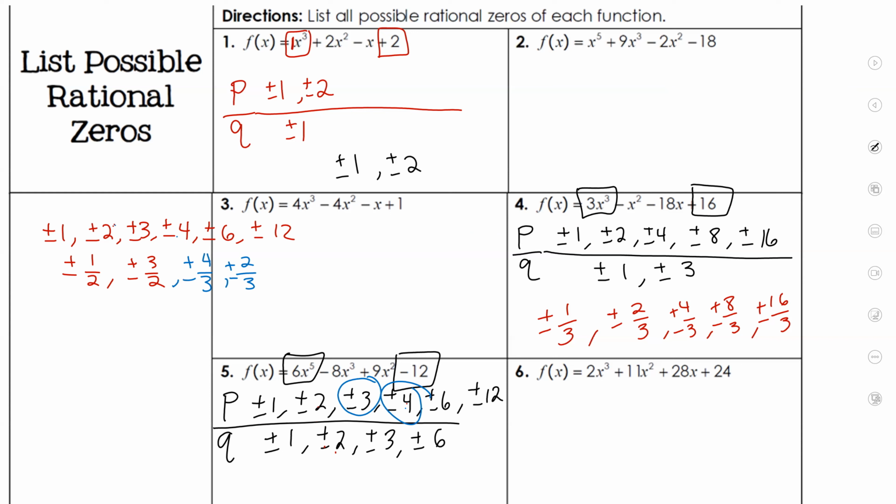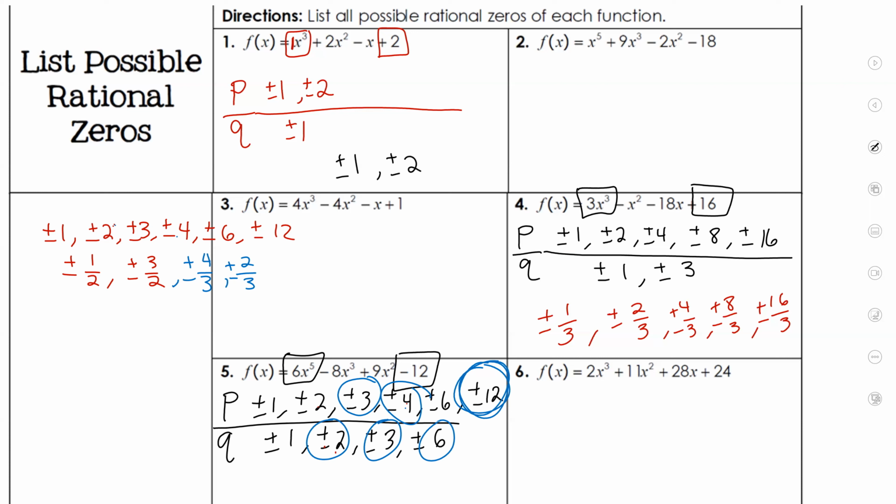Let's move on to 6. 6 over 1 is 6. 6 over 2 is 3. I already have it, 3. 6 over 3 is 2. I already have it. 6 over 6 is 1, sorry. I already have that. Let's try 12. 12 over 1 is just 12. 12 over 2 is just 6. 12 over 3 is 4. 12 over 6 is 2. Okay, so I found all of my possible zeros.